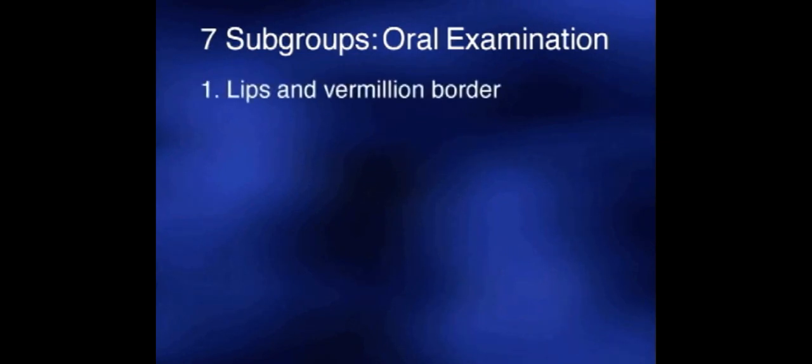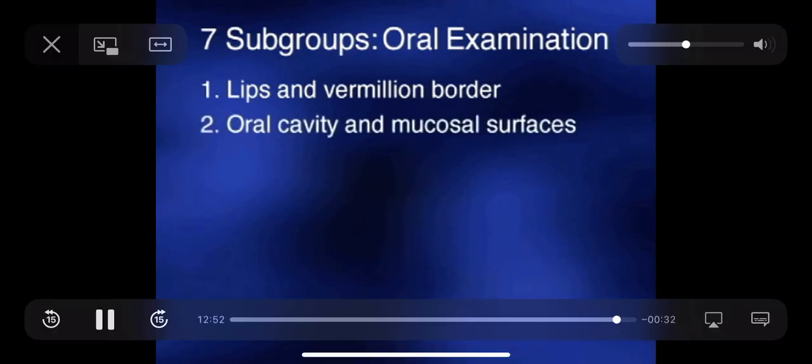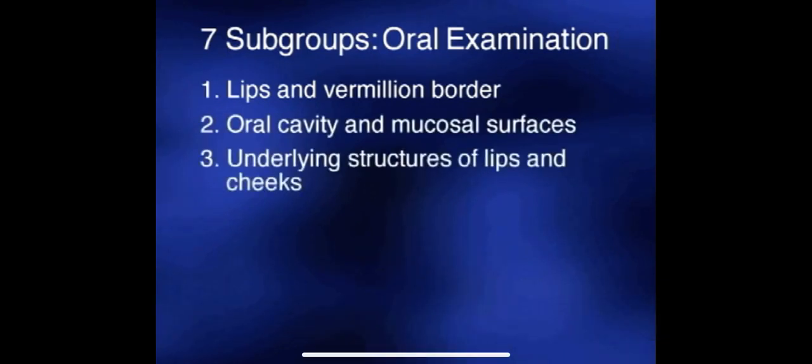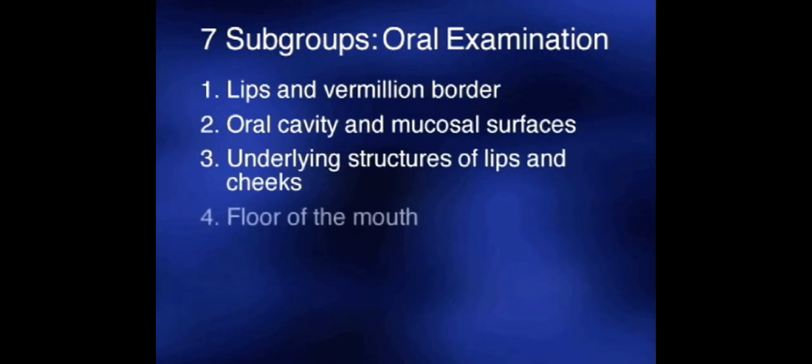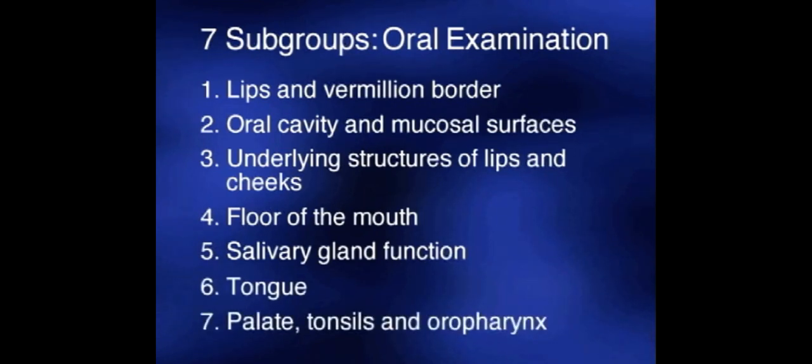The oral examination is a physical examination technique consisting of a systematic examination of the lips and vermilion border, oral cavity and mucosal surfaces, underlying structures of the lips and cheeks, floor of the mouth, salivary gland function, tongue, palate, tonsils, and oropharynx.